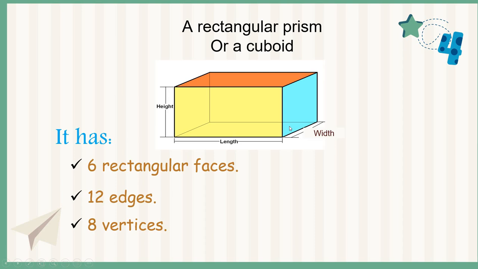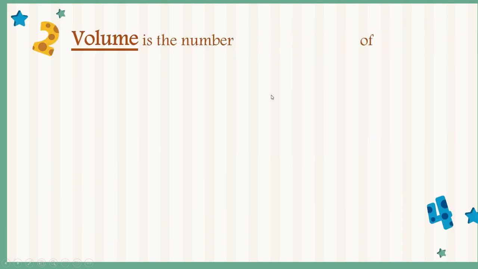Now we can talk about the thing which is special for the 3D shapes, which is called volume. What is volume? Volume is the number of units that any solid consists of. Solid means what? 3D shapes. But which unit will I use to measure the volume?